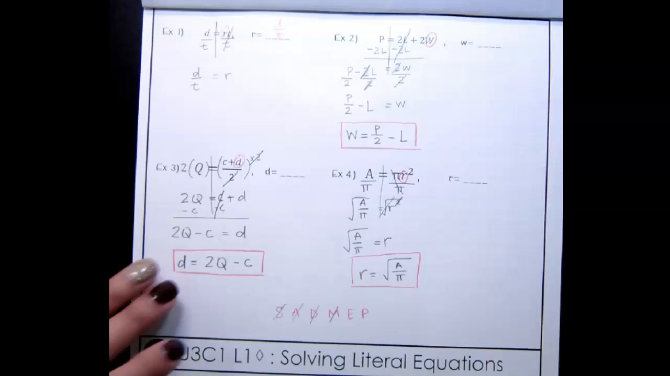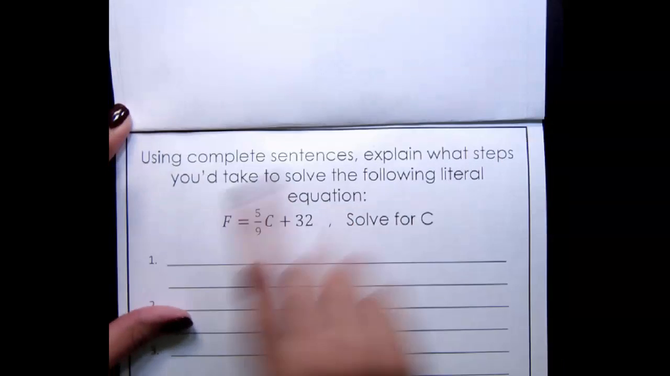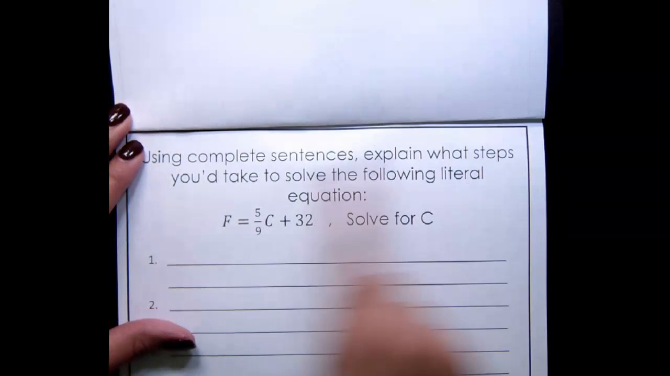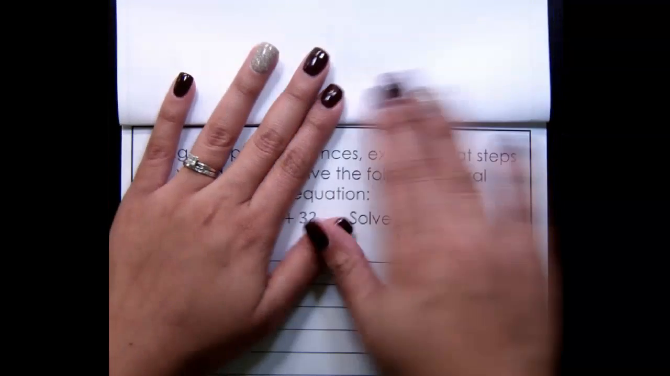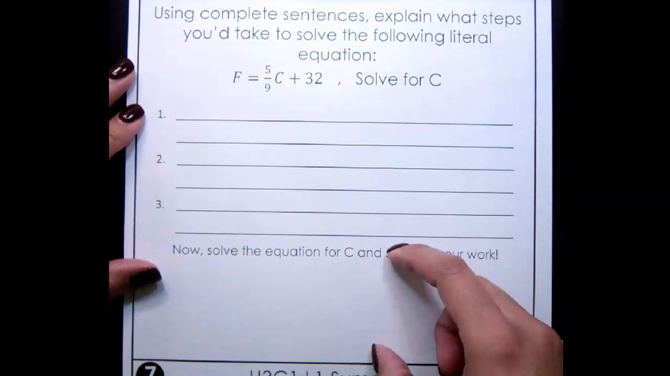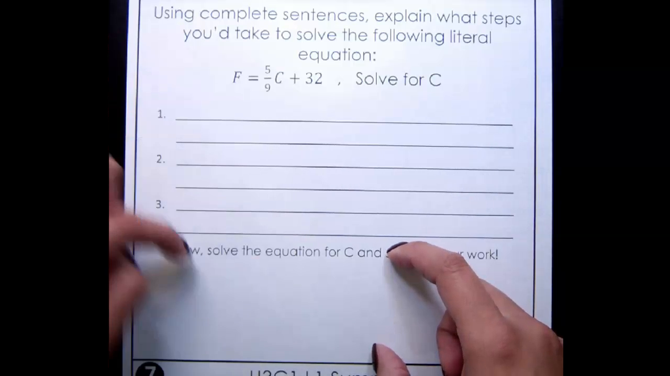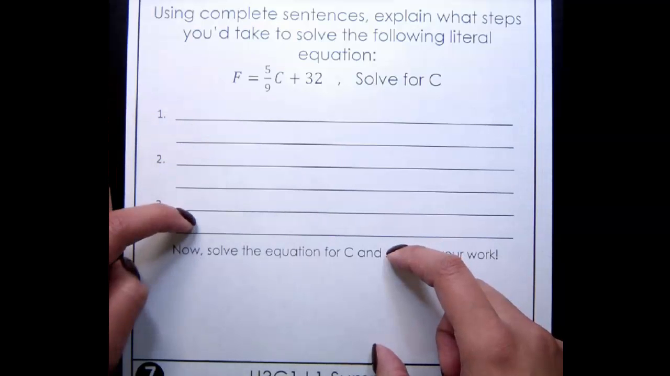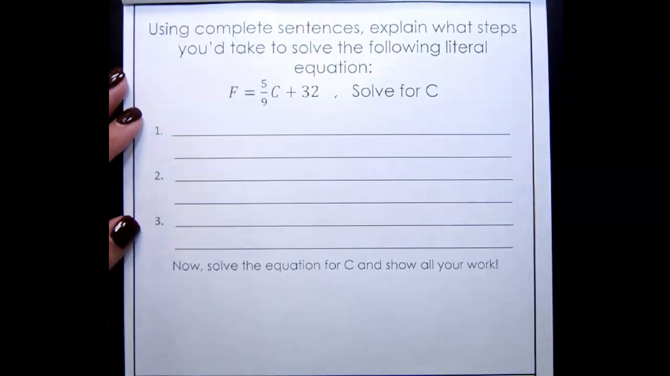Now, this last part is the summary. Okay? So you're going to look at this. And it says, using complete sentences, explain what steps you take to solve the following literal equation. What I would suggest doing is work it out. It says, now solve the equation for C and show all your work. Some of you can solve the problem, you just have trouble writing the steps. So solve the problem, and then as you're doing something, write it in here. We need to see what you can do by yourself. Once you think you got it, ask your teacher or use the key to check. Good luck.